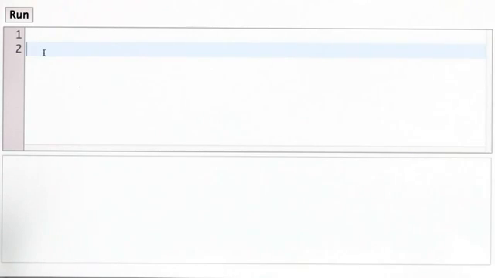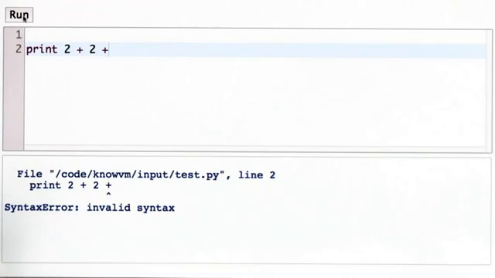One of the best ways to learn a programming language is to just try things. You can try that in the Python interpreter that's running in your browser. Let's, for example, try running print 2 plus 2 plus. In English, someone could probably guess that the value of 2 plus 2 plus should be 4. In Python, when we try running this, we get an error.